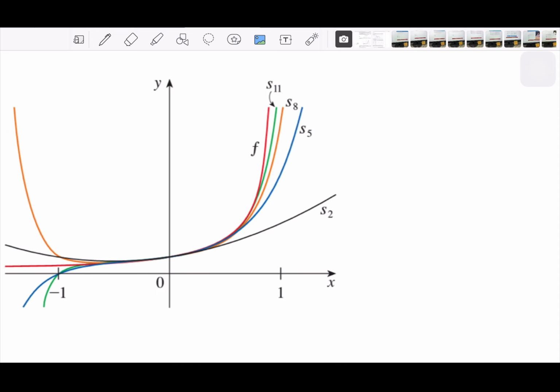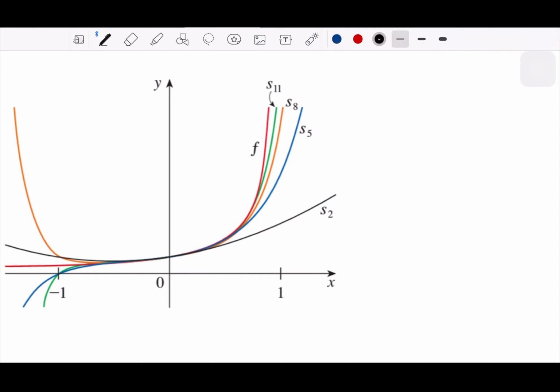I think it's logical, right? It's just a quadratic function. And then when we have s5, we have a symmetric, right? It's going down here, going to negative. This is an odd function. S8 is an even function. But when you increase your n, to 8, 11, and larger, you have these approaching the original function.